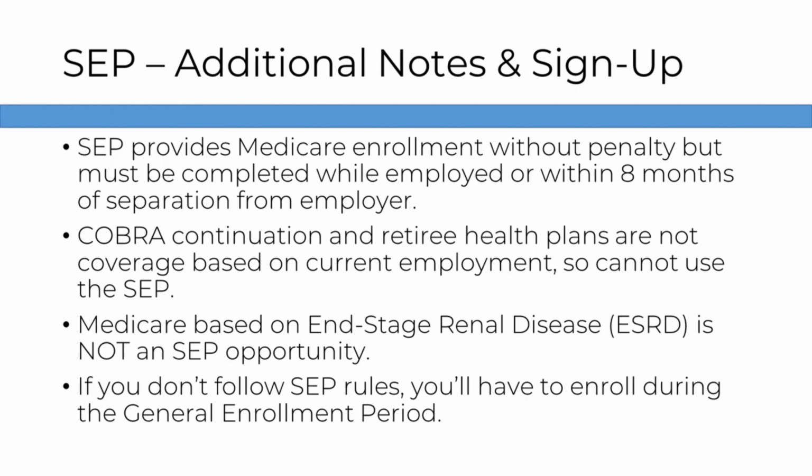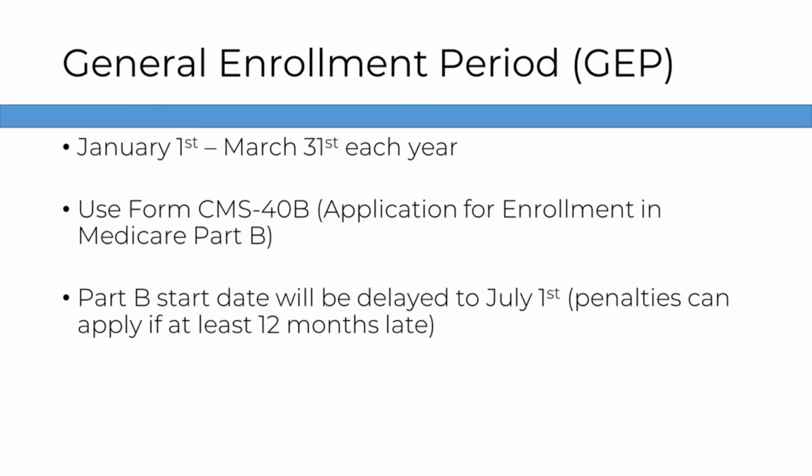So, if you miss both the IEP and SEP, you must enroll in Medicare during the general enrollment period, which spans from January 1st through March 31st of each year. The application needs to be completed through a local Social Security office or by telephone. You will need the application for enrollment in Medicare Part B form, which can be located by typing in CMS 40B in the search bar at ssa.gov.